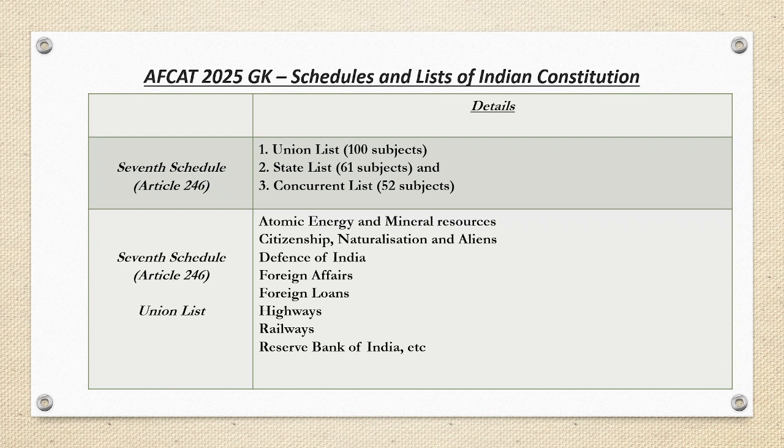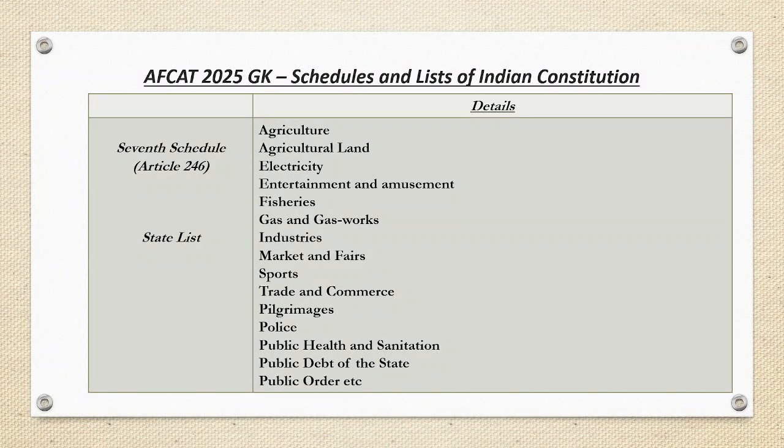And these 3 lists, union list, state list, and concurrent list, they are discussed in Article 246, and which is there in 7th schedule. Right? The union list, it contains atomic energy and mineral resources, citizenship, defense, foreign affairs, loans from abroad, highways, railways, Reserve Bank of India, etc. The state list, this is quite exhaustive.